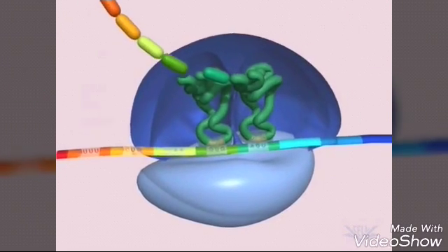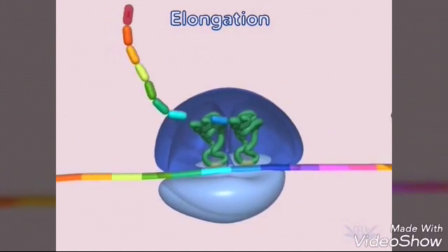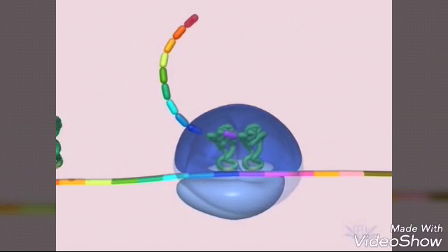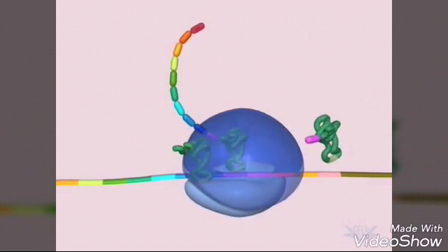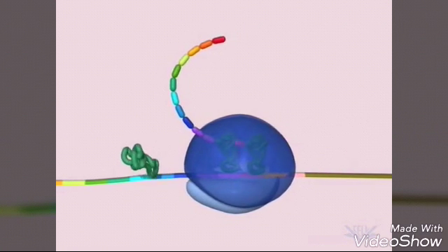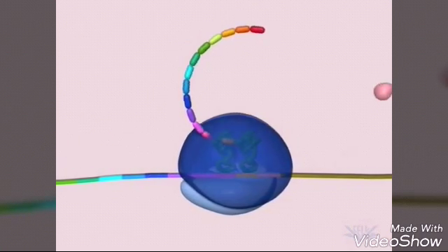These are the basic steps of elongation. As elongation continues, the growing peptide is continually transferred to the A site tRNA. The ribosome moves along the mRNA and a new tRNA enters.